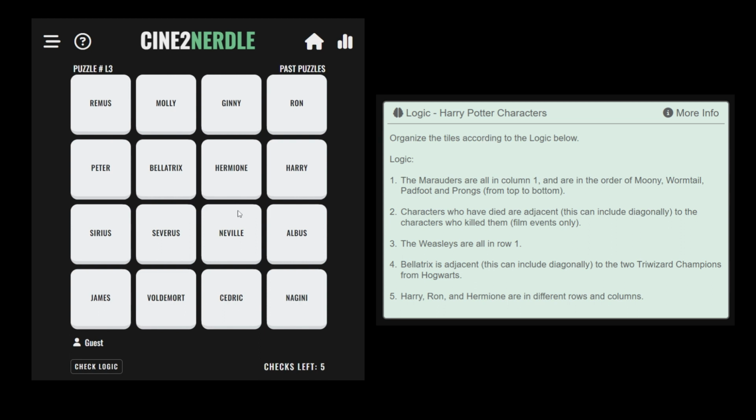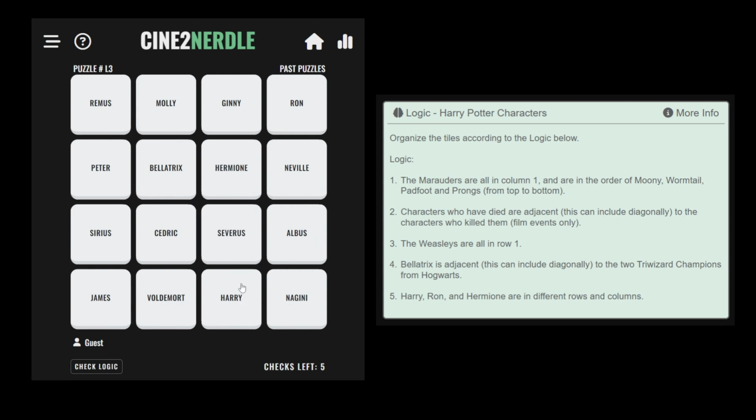Cedric was killed by Peter, and the only position available next to Peter now is here. James was killed by Voldemort, and this is the only position available next to James now, so Voldemort must be placed here. Harry kills Voldemort, so he can be placed here, or here.